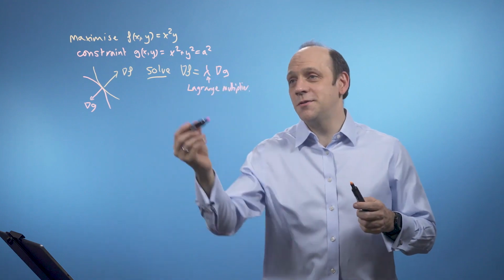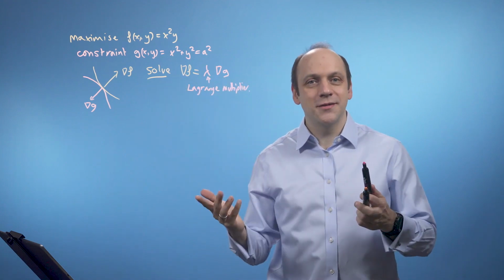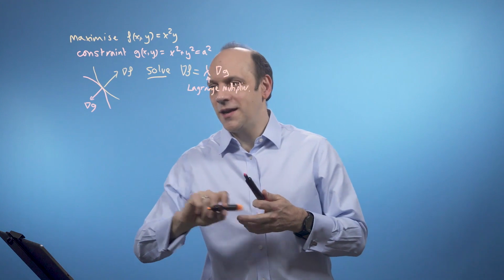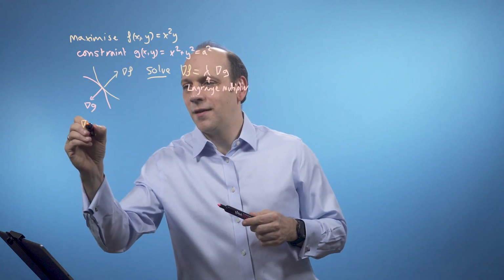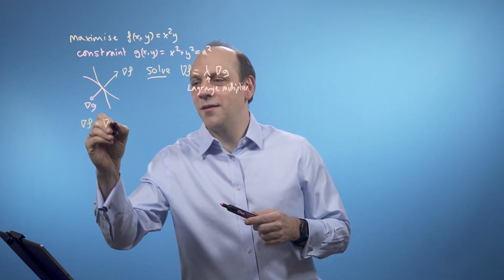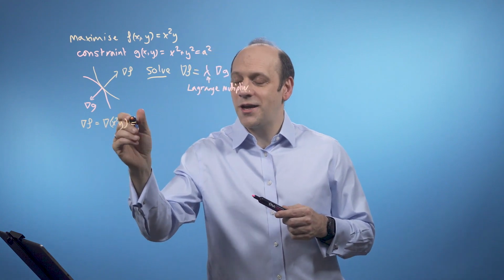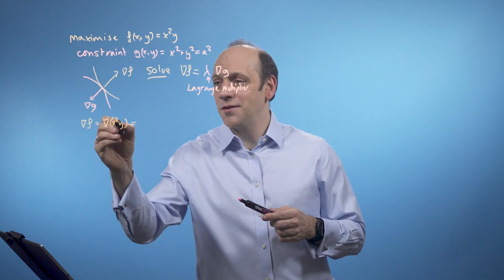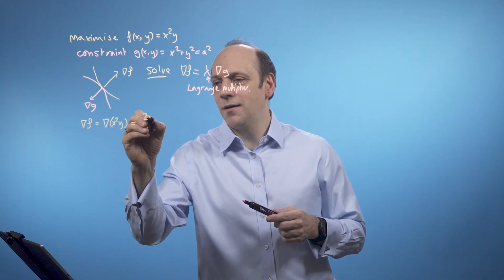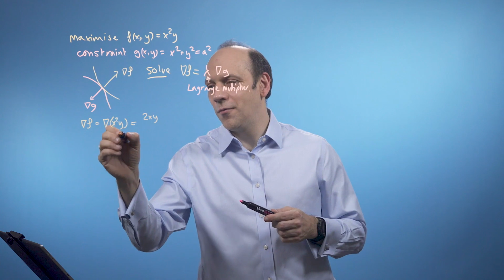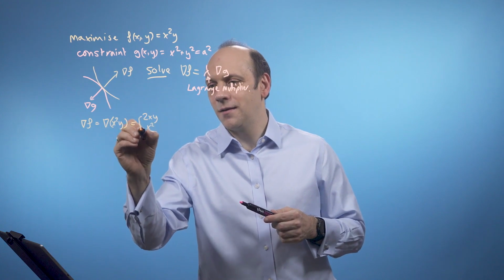And that's all we really need to do. So we just need to set up this set of equations and then solve them. So if I take grad f is equal to the grad of x squared y, well, that's equal to, if I differentiate for the df dx, I've got 2xy. And if I take df dy, the y just goes and I've got x squared.